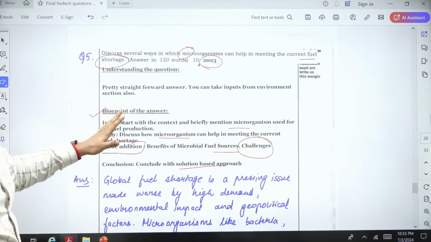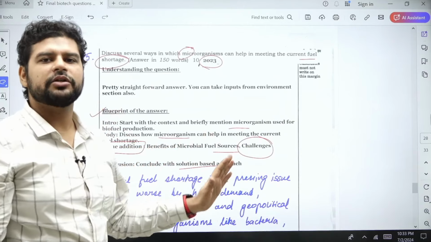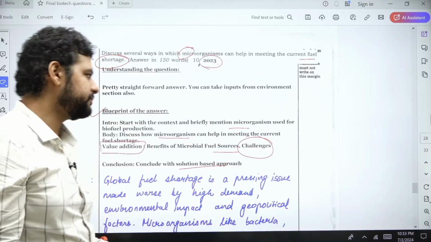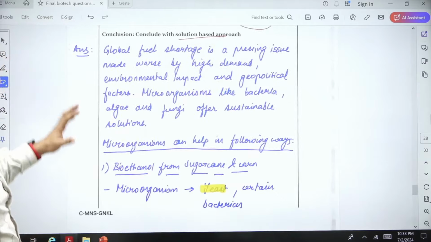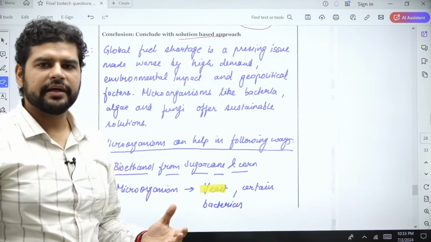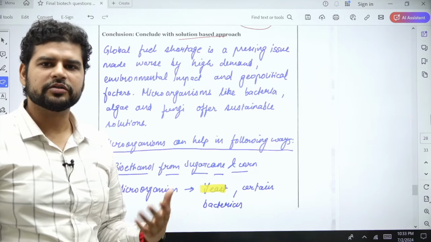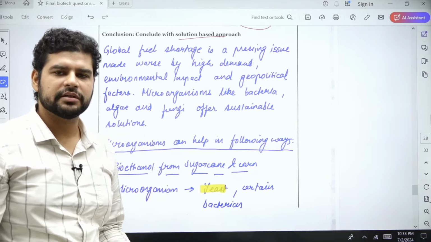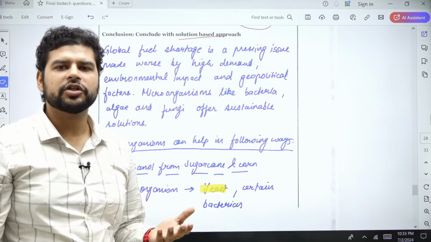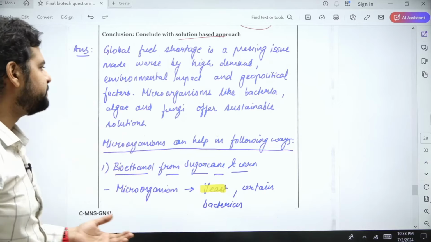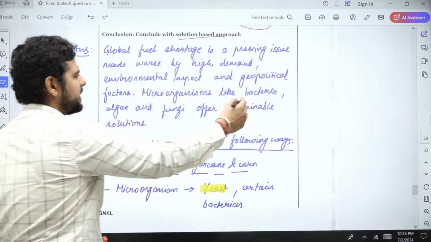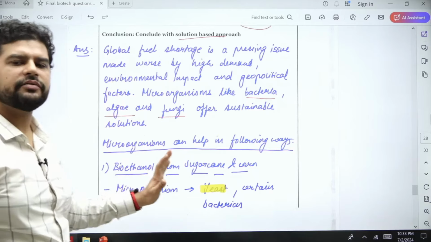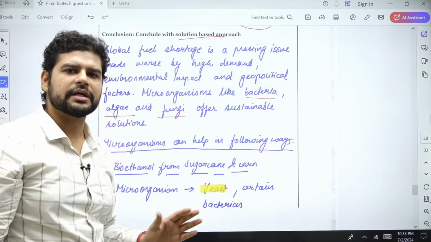So this is a 10 marker question. That's why there are some value additions. If it turns into a 15 marker question, you can add the value addition content, right? So what is the context right now in the global arena? There are obviously shortages because of various factors. There is a demand also because of environmental impact. Also some production is being affected, and there are geopolitical issues like wars going on. Microorganisms like bacteria, fungi, and algae offer sustainable solutions. Just a simple introduction which provides the proper context to the examiner.